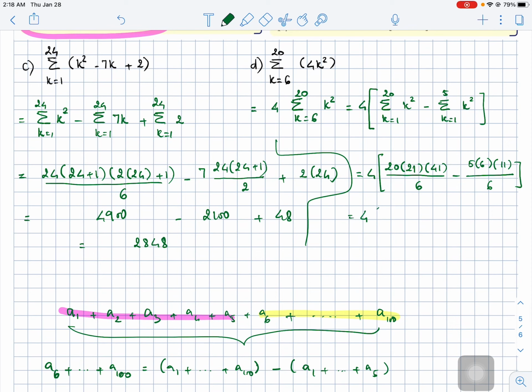Then we will get the answer: 4 times (2,870 minus 55), because we cancel the 6. And then the final answer will be 11,260.